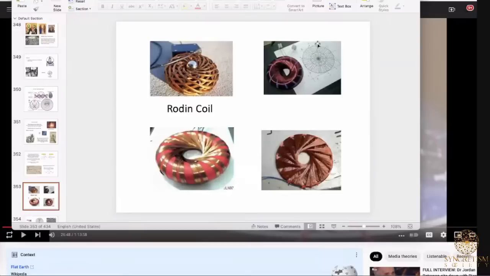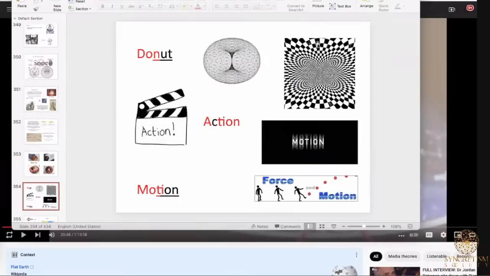The rodent coil. Why are coils in this shape? Why, guys? Donut. Look at the word motion. Mot and ton, twice. Action, ton word. It's all about motion, guys. Here it is. There's the field.